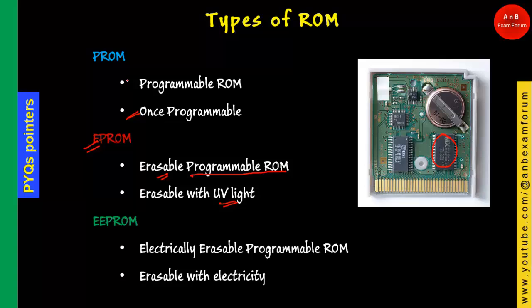Whereas one more type is there, EEPROM. Instead of UV light, you use electricity for erasing the programmable ROM, so it is called EEPROM. So from ROM, you should remember the full form of each and every type of ROM.